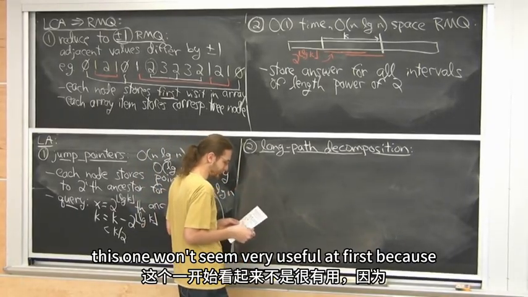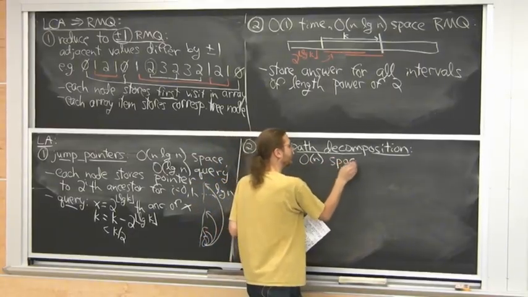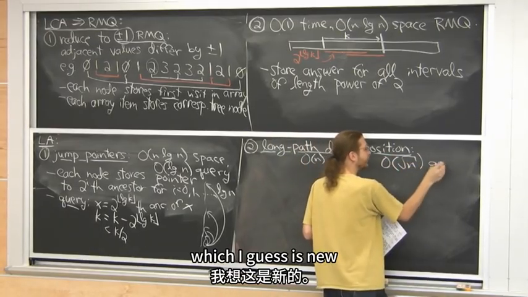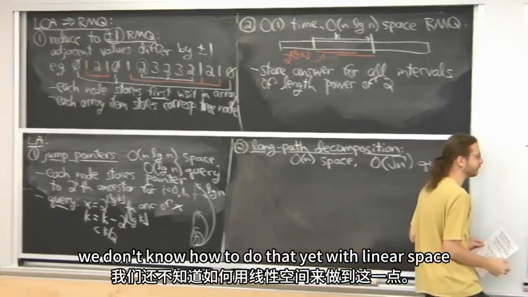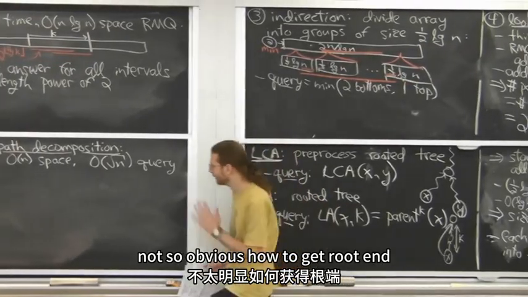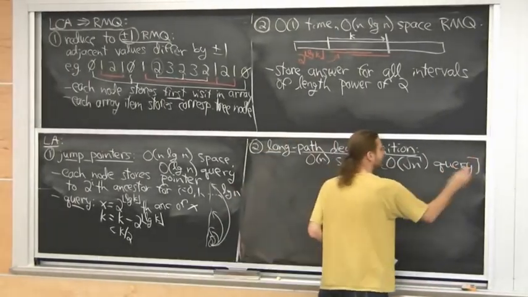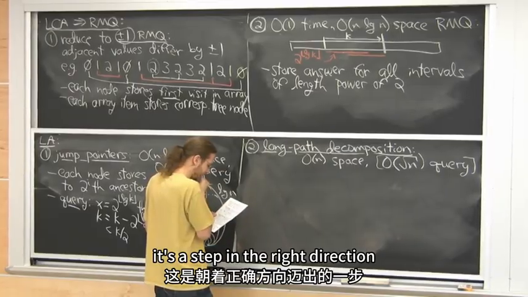won't seem very useful at first, because while it will achieve linear space, it will achieve the amazing square root of n query, which I guess is new. I mean, we don't know how to do that yet with linear space. Not so obvious how to get root n, but anyway, don't worry about the query time. It's more the concept of long path that's interesting. It's a step in the right direction.